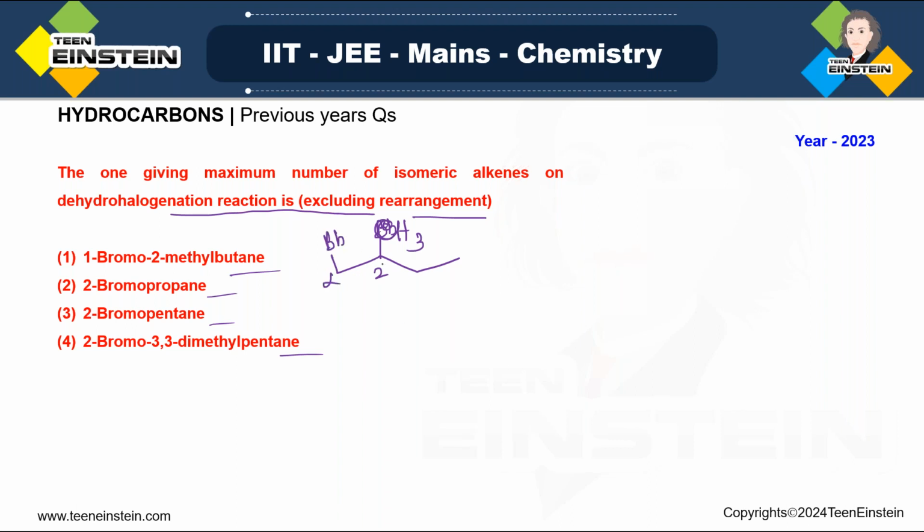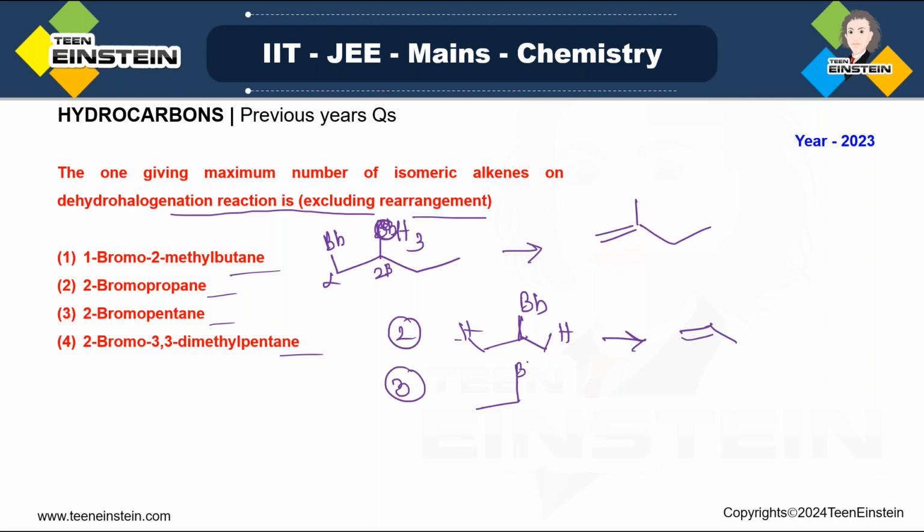Now here, this is the alpha position, this is the beta position. You have only one type of hydrogen, so the alkene that you get is only one type. So this is not correct. Let me first finish all. The second one is 2-bromopropane. So this is the structure of 2-bromopropane. Both sides you have a similar type of beta hydrogen, so the product you can get is propene. Come to 3, 2-bromopentane.